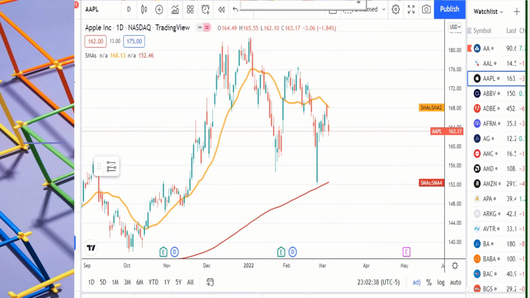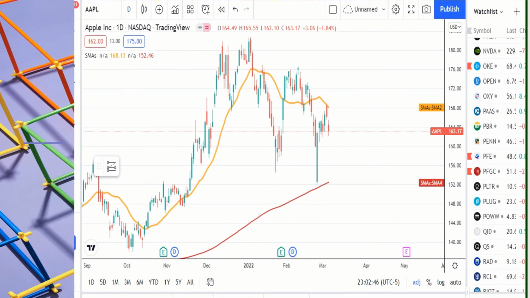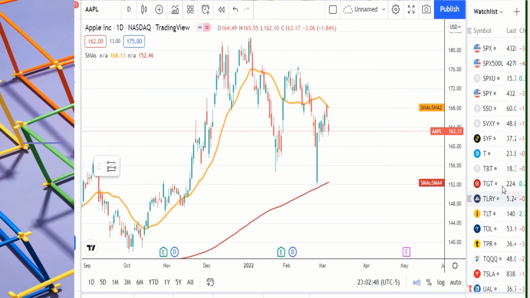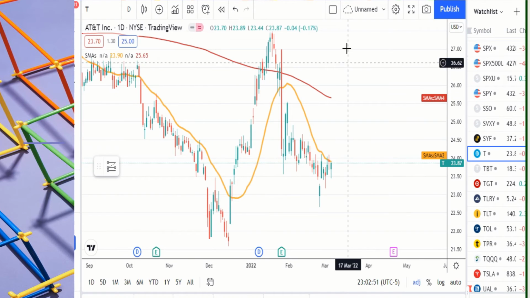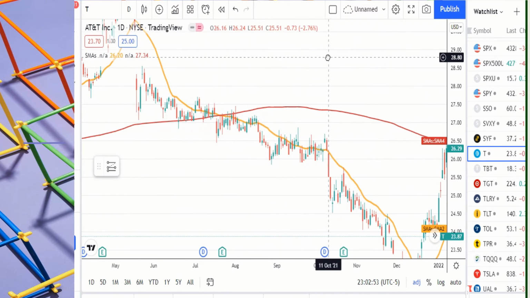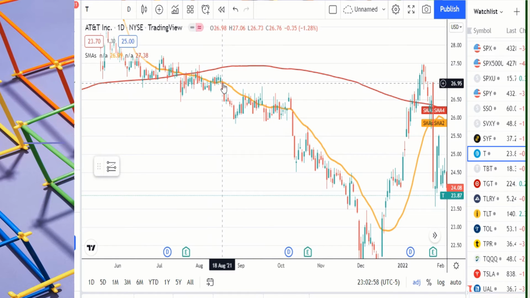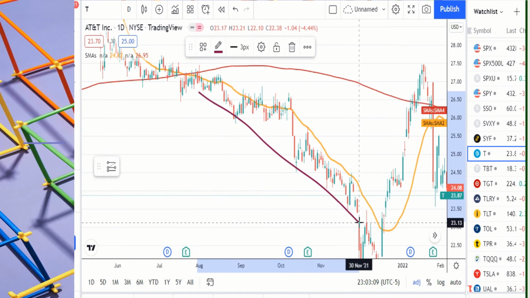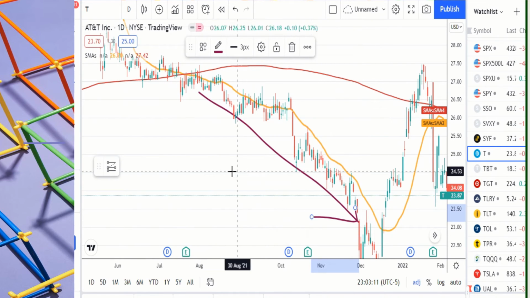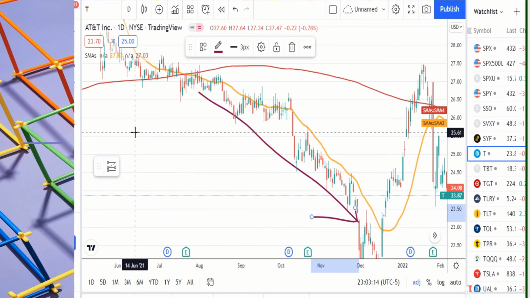All right, so let's look at another stock. Let's look at AT&T. Okay, AT&T is in a downtrend right here. We're going to go as far back as August 18, 2021. It's in an obvious downtrend, but you don't have to trade that downtrend.